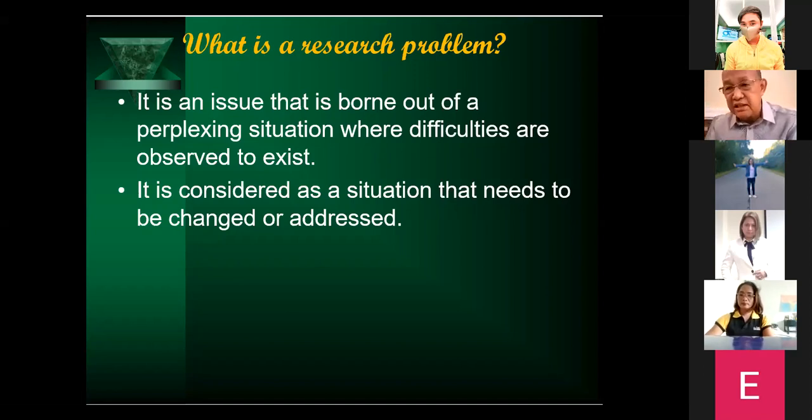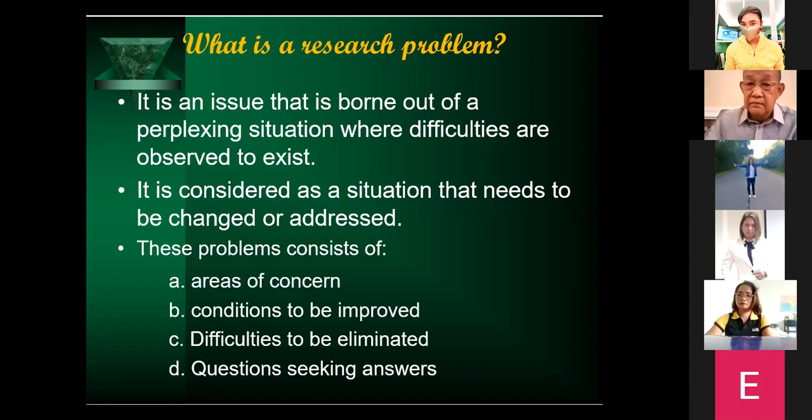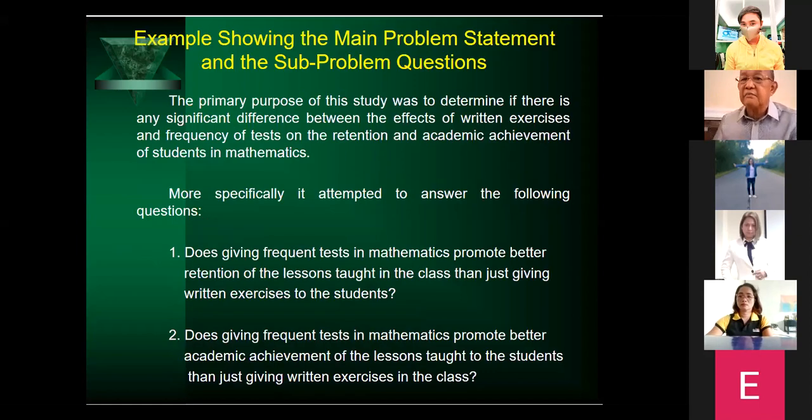But the implementation of the system or the procedure creates problems among the respondents or among the teachers. That gives us the idea that something has to be done about the existing policies, existing system or procedure. All right. Or these problems consist of areas of concern, identifying conditions to be improved, more specifically, difficulties to be eliminated, and you would want to identify questions that seek answers. All right. Here are some examples.